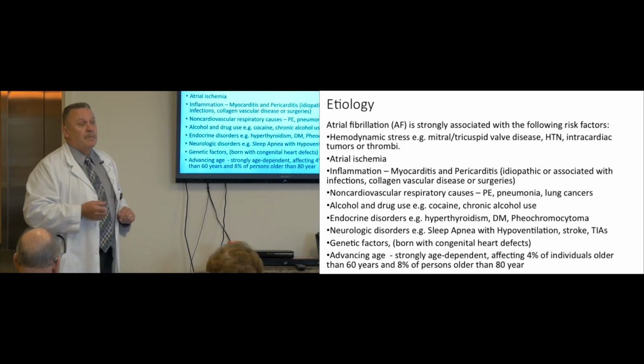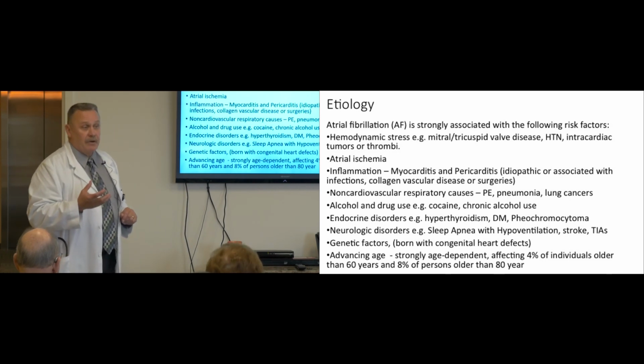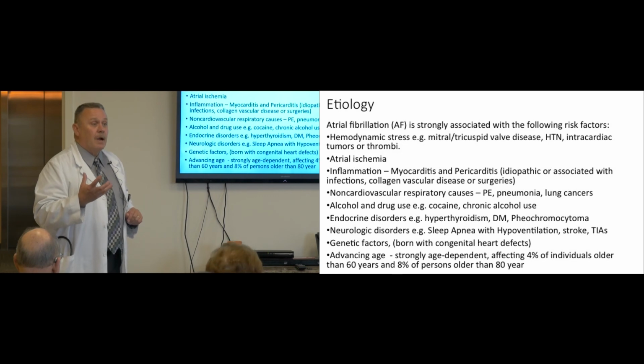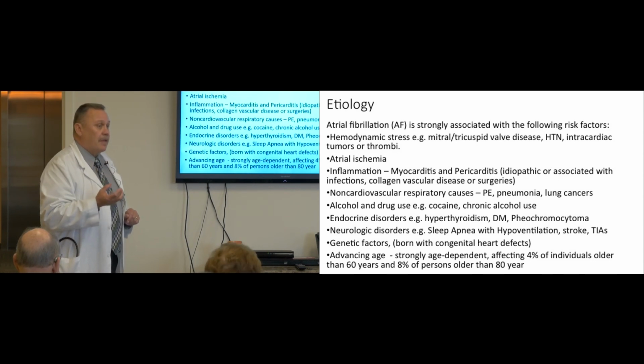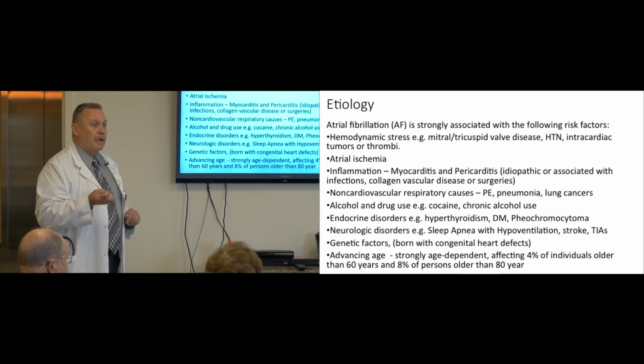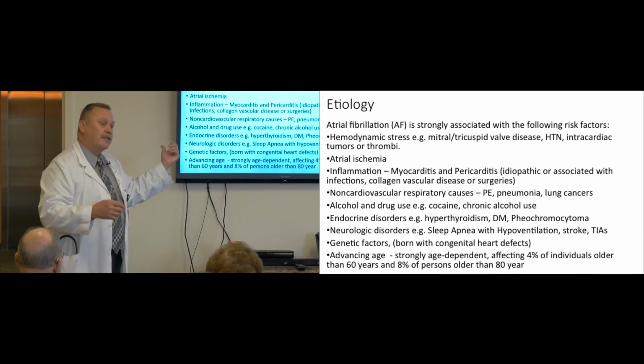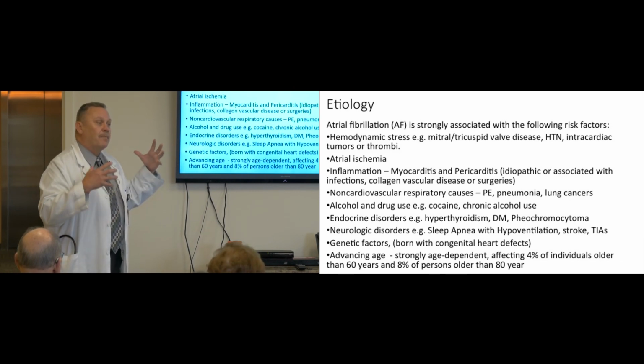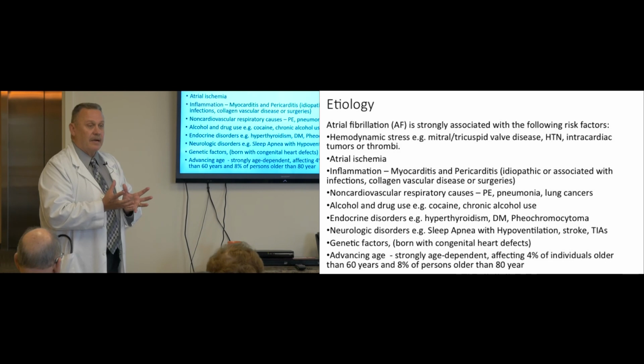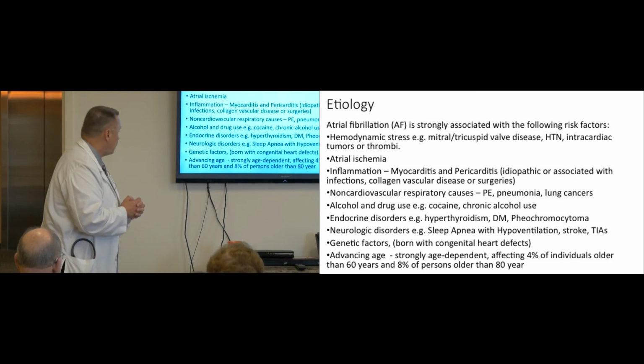Inflammation. People can have inflammation from a virus or from unknown factors of the sac around the heart called pericarditis. You can have inflammation of the muscle itself called myocarditis. And that is just an inflammatory response. If it's in a bursa, it's called bursitis. If it's in a joint, it's called arthritis. In the heart, it's either called myocarditis or pericarditis. Pericarditis is the sac around the heart. Myocarditis is inflammation of the heart itself.